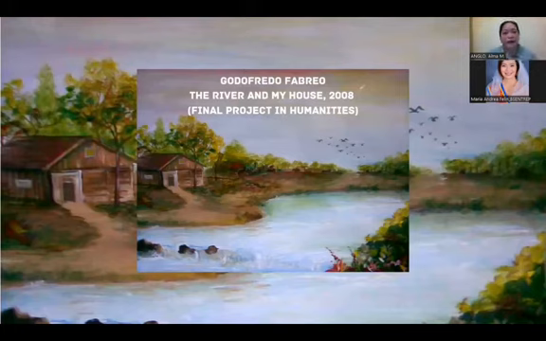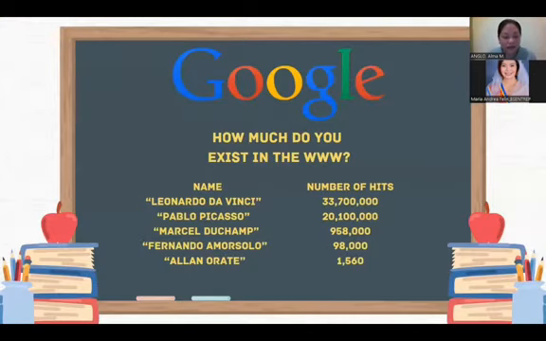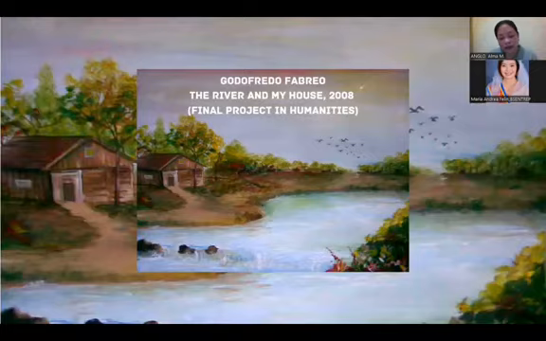Godofredo Pabreo, The River and My House, 2008, Final Project in Humanities. I can say that this art shows the beauty of the surroundings and fresh air. It also shows the simple life of the family living by the side of the river.